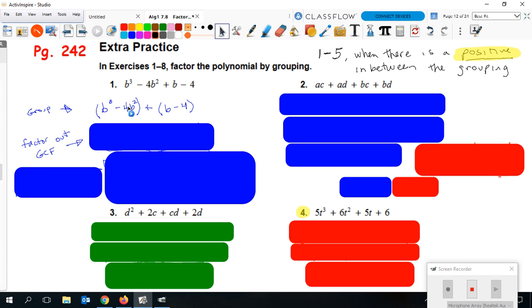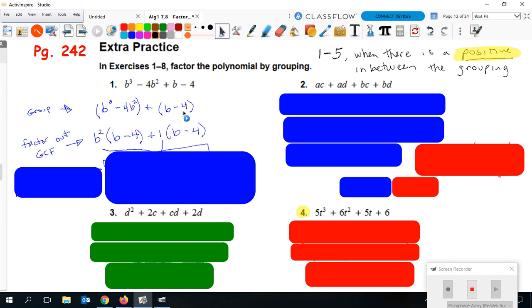So from the first group, there's a b squared that can come out of this. But from the second group, there is nothing that can come out. So if there's nothing that can come out, then we would factor out a 1. So we still need to factor something out. It would still be just a 1 here on the second group. So we put the b squared out of the first group, and now we have a b minus 4, as you can see. From the second group, we said there was nothing we can factor out here.